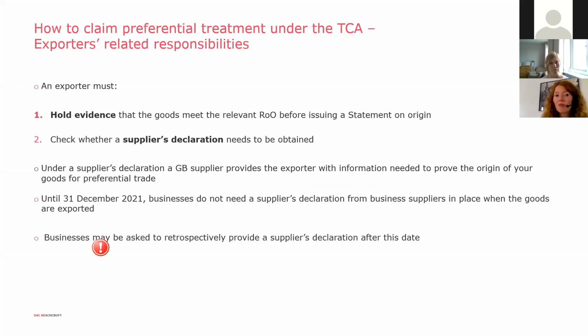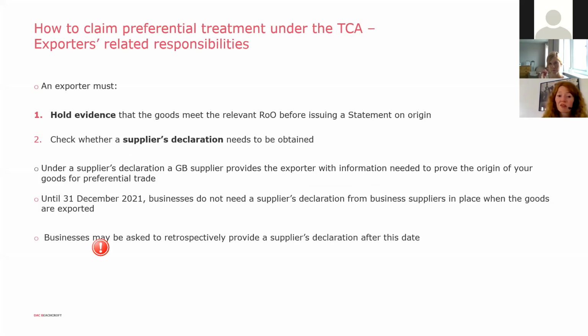So just a summary on exporter-related responsibilities. What does an exporter have to do? A GP exporter should hold the evidence that the goods meet the relevant ROOs before issuing a statement on origin, and check whether a supplier's declaration needs to be obtained.